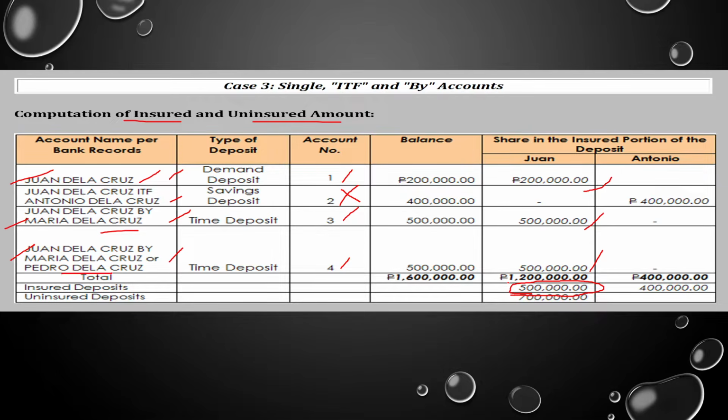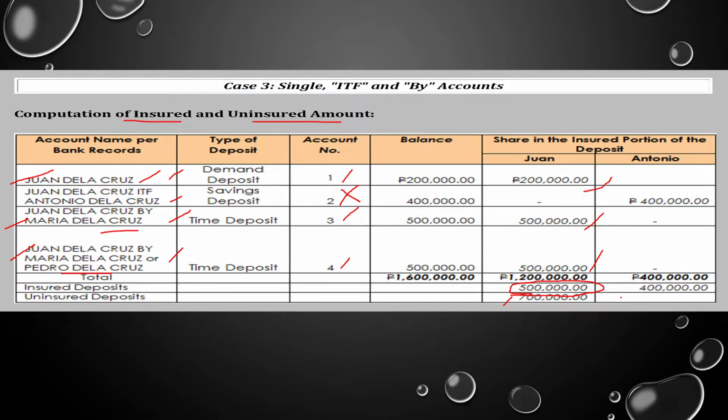So, question, how much is the insured deposit? So, only 500,000 pesos. Whereas yung uninsured deposit is 700,000 pesos.